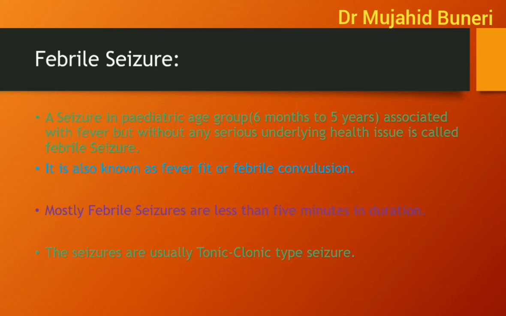First, what is seizure? Seizure is the motor, sensory, or psychomotor manifestation of abnormal electrical activity in brain. What is convulsion? The motor manifestation of abnormal electrical activity in brain is called convulsion. This is the real difference between seizure and convulsion.